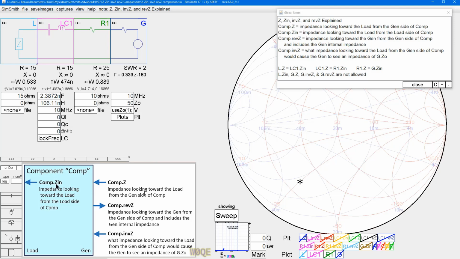Likewise, ZN is the same thing except we're looking from the left side of the component. We're still looking towards the left. And we can also look from the right side of the component back towards the generator.